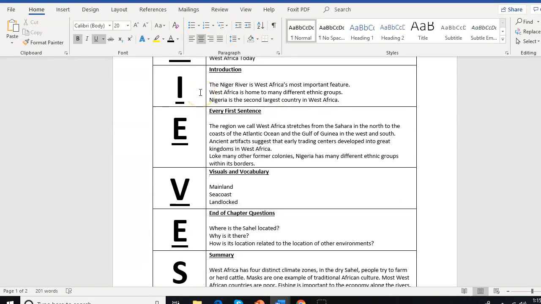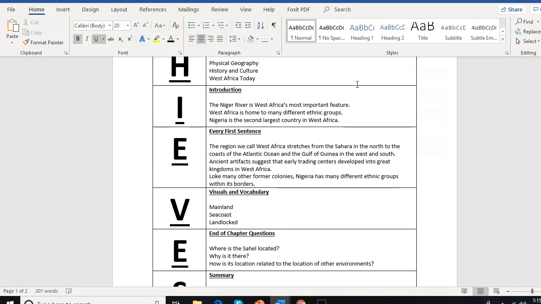They will then move on to the introduction. And so these sentences are the first sentences in each section. So in physical geography, the introduction sentence is, the Niger River is West Africa's most important feature. In history and culture, West Africa is home to many different ethnic groups. West Africa today. Nigeria is the second largest country in West Africa.